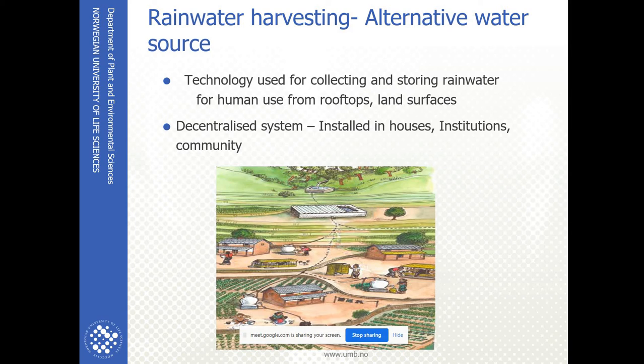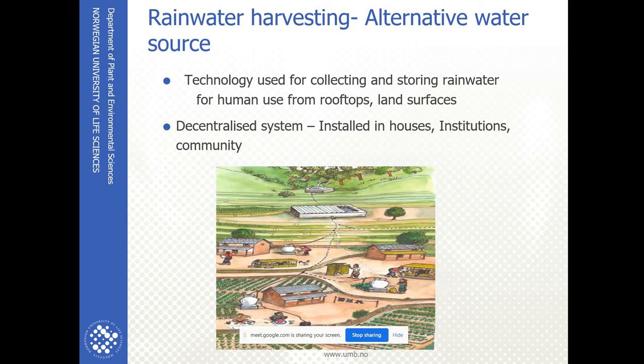Technology used for collecting and storing water for human uses from the rooftops and land surfaces. Decentralized system installed in houses, industries, and communities. Where rainwater harvesting is particularly attractive: rural areas with no surface water sources, or where supply from the surface and groundwater sources can't meet the water demand. Urban areas: groundwater contaminated with arsenic, and households do not have the capacity to pay for the centralized water supply system.